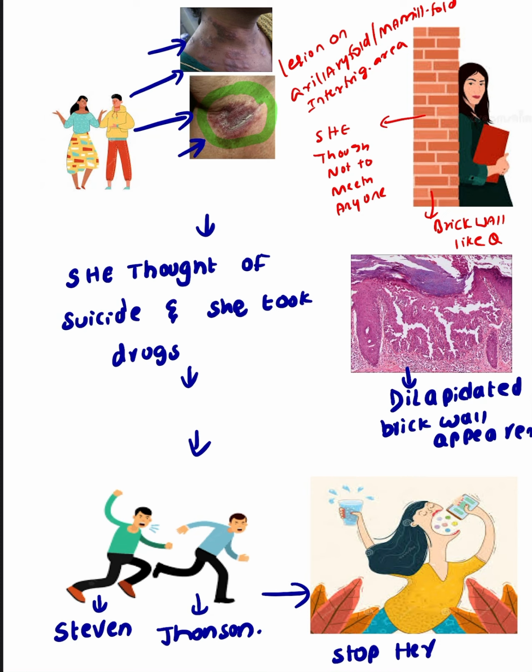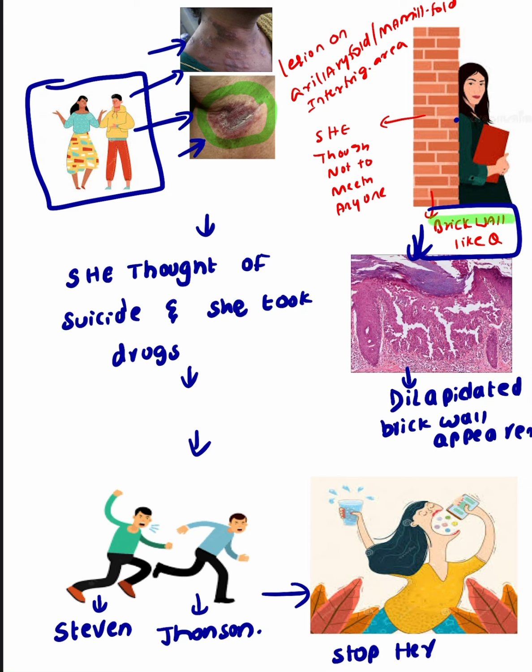Now what happened: all people started talking about her. See how she is eating, all her ice cream fell on her thighs. So she hid behind the brick wall. Why did I keep her behind the brick wall? Because in Hailey-Hailey disease a brick wall appearance is seen. She is hiding behind the brick wall, and later she thought not to meet anyone because all are bullying her.